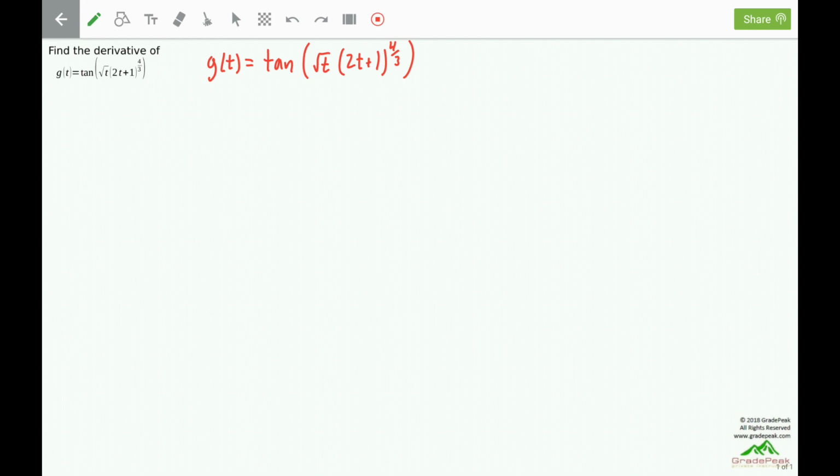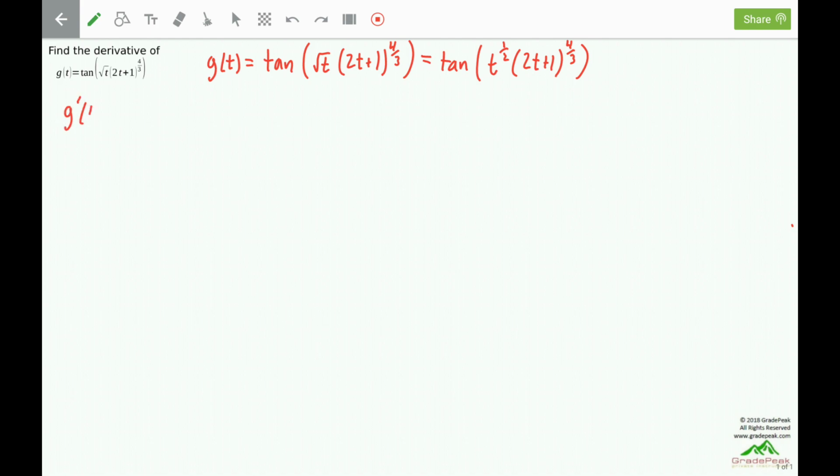Before I take a derivative, the first thing I'm going to do is rewrite the square root as t to the first power second root, so t to the 1/2, so that we can take the derivative, and then we have the 2t plus 1 to the 4/3 power. So overall we have the tangent of what is a product. We're going to start with the derivative of the tangent, and then we leave the inside alone. We take the derivative of the inside for the chain rule, and the inside's a product, and we'll use the product rule for the derivative of the inside.